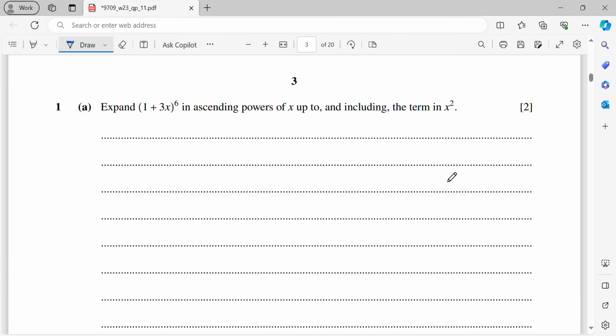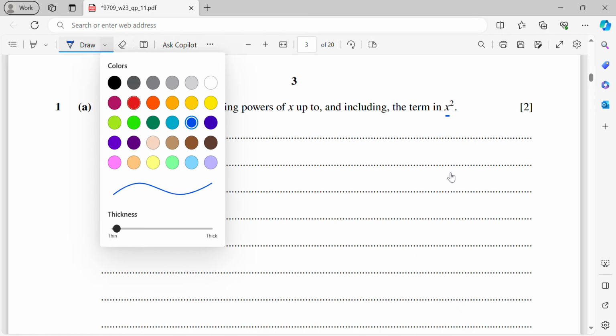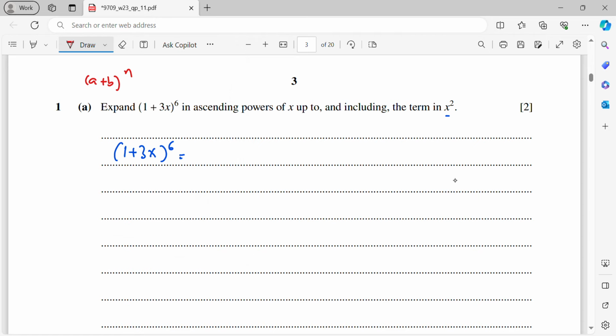Question number 1a. Expand (1 plus 3x) to the power of 6 in ascending powers of x up to and including the term in x squared. Okay, so just copy the question first. Our formula is (a plus b) to the power of n equals a^n plus nC1 a^(n-1) b^1 plus nC2 a^(n-2) b^2 plus until b^n.